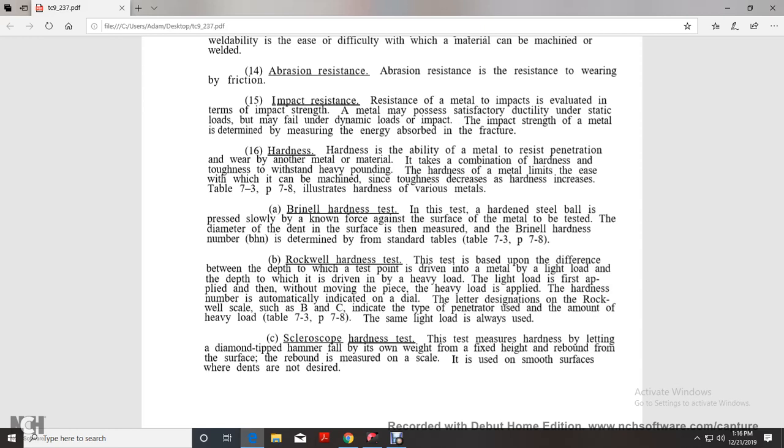The Scleroscope hardness test measures hardness by the rebound of a diamond-tipped hammer falling from a fixed height by its own weight onto the surface. The rebound is measured on a scale. It is used on smooth surfaces where dents are not desired.